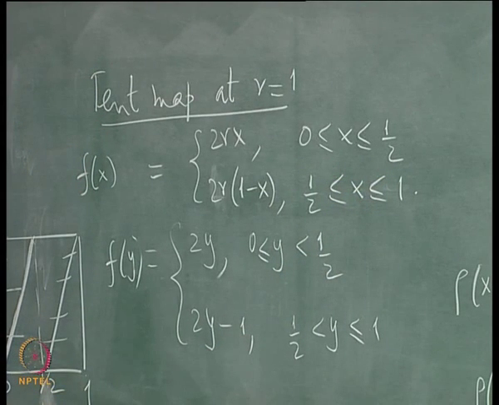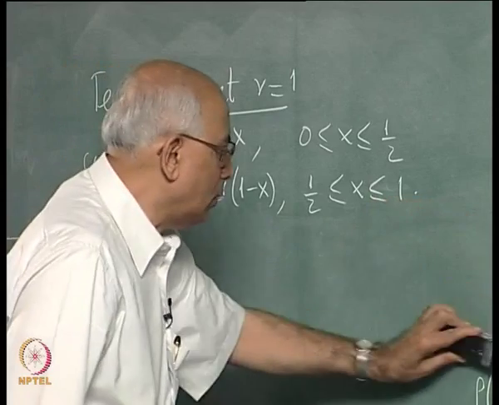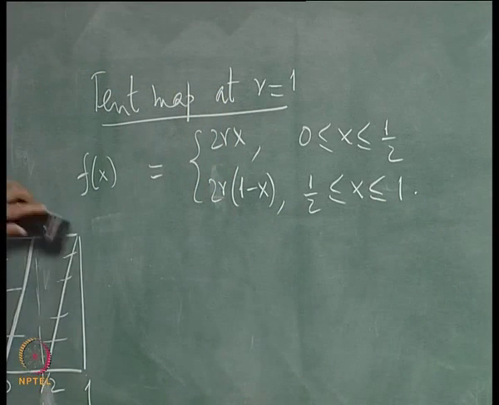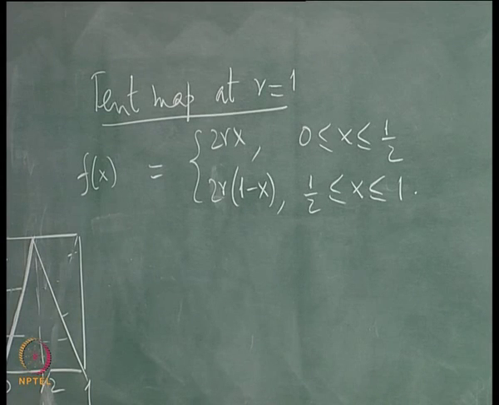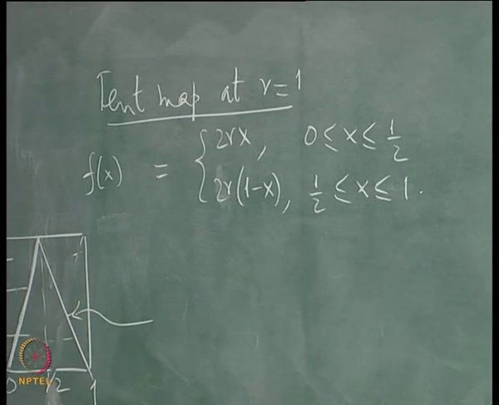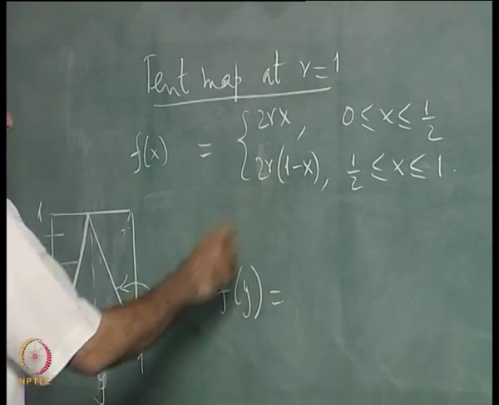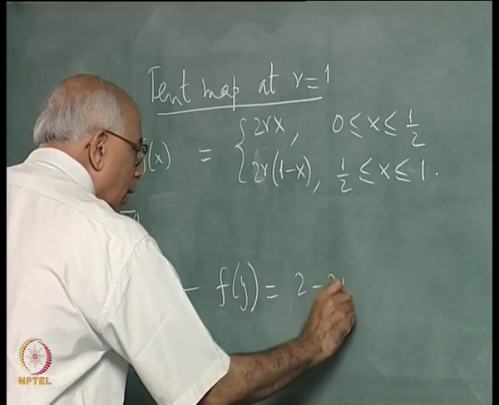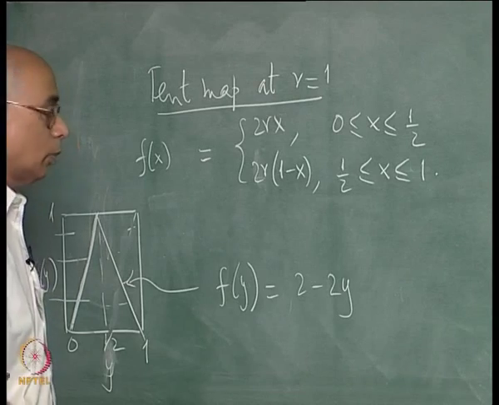Pardon me? Yeah, it should be 1. He has anticipated us. So it should be 1. It turns out to be exactly equal to 1. Once again, we can check this out right away. This is what the map looks like in this case, right? And this function here, f of y, when r is equal to 1, is 2 minus 2y. And you put that equal to x.